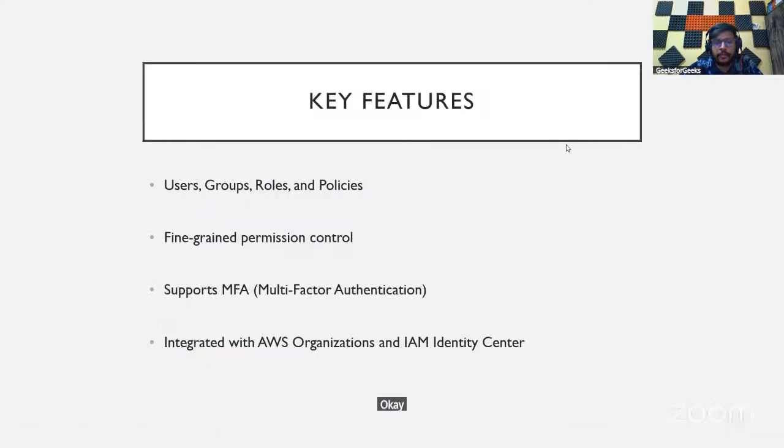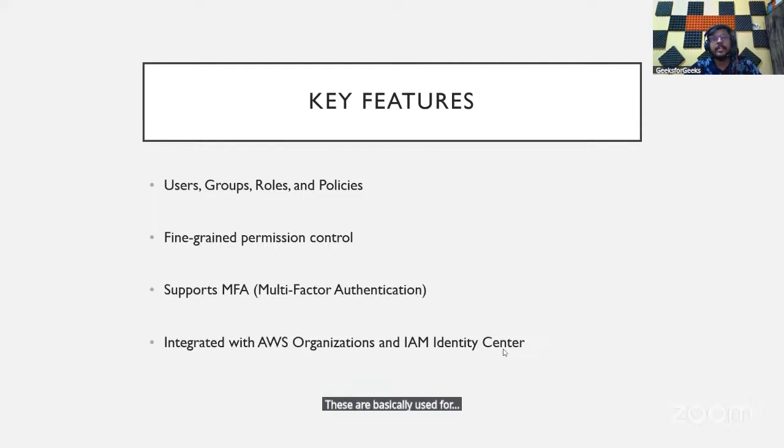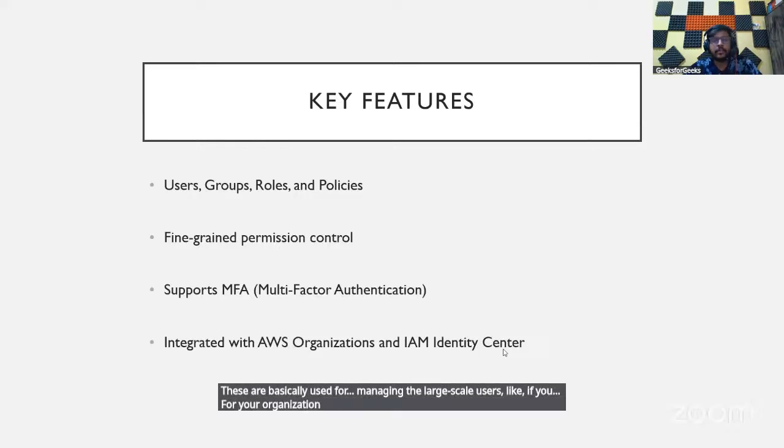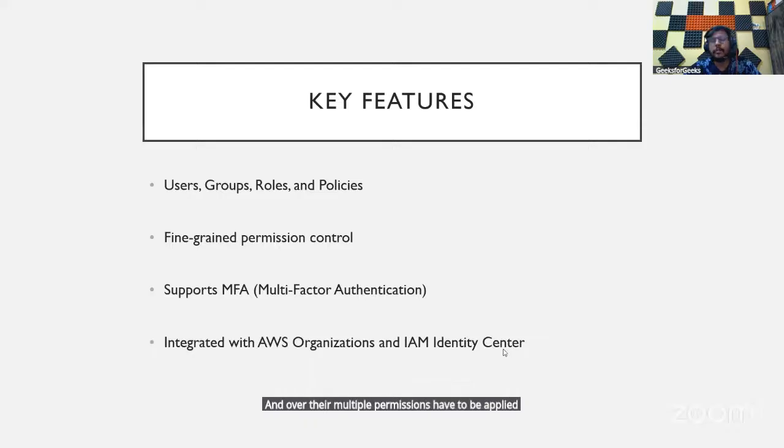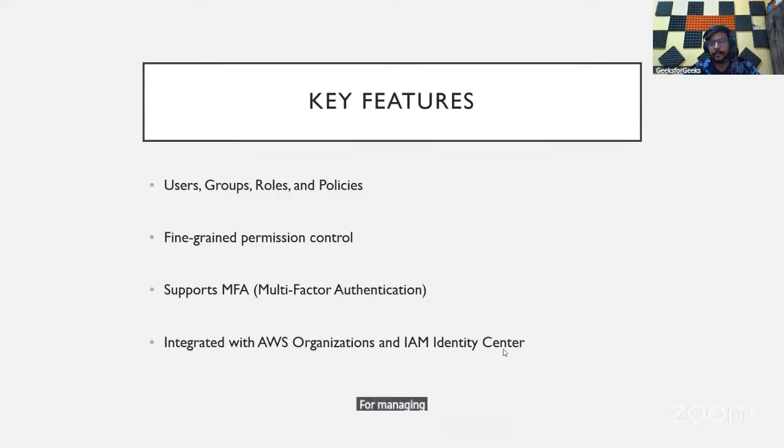So AWS IAM can be integrated with AWS Organizations and IAM Identity Center. These are basically used for managing users at large scale. For example, if in your organization multiple users are there, and multiple permissions have to be applied, and multiple things you have to take care of, there we can integrate IAM with AWS Organizations and IAM Identity Center for managing them at scale.